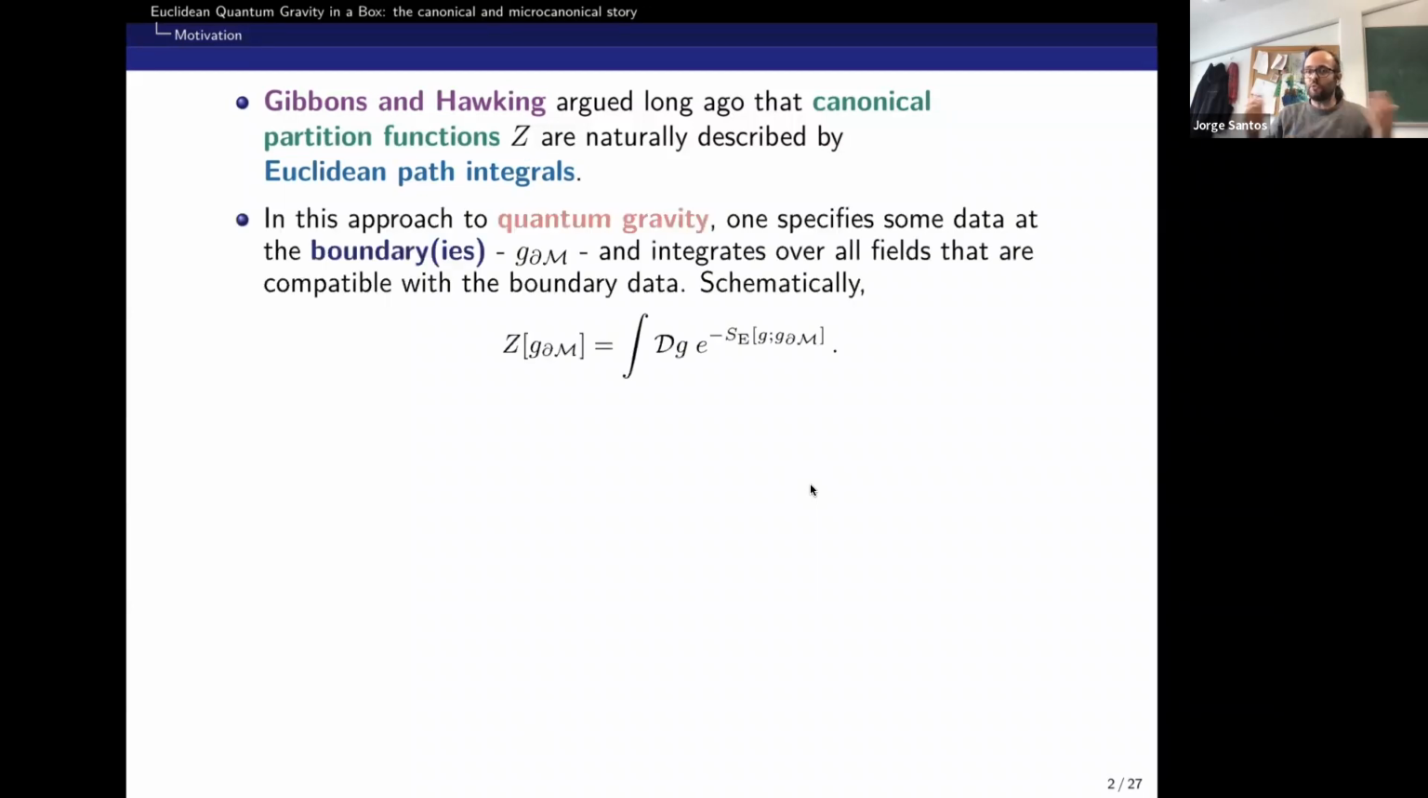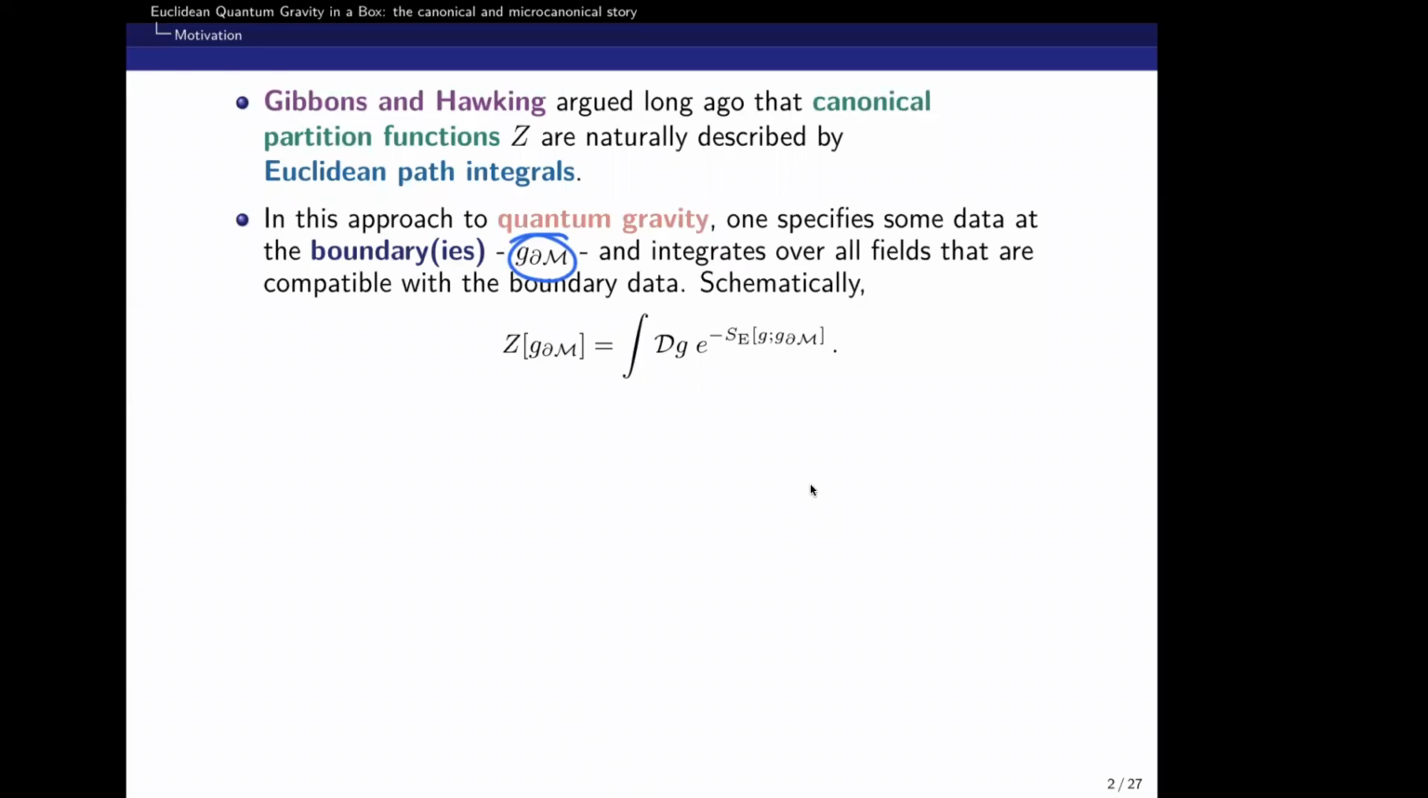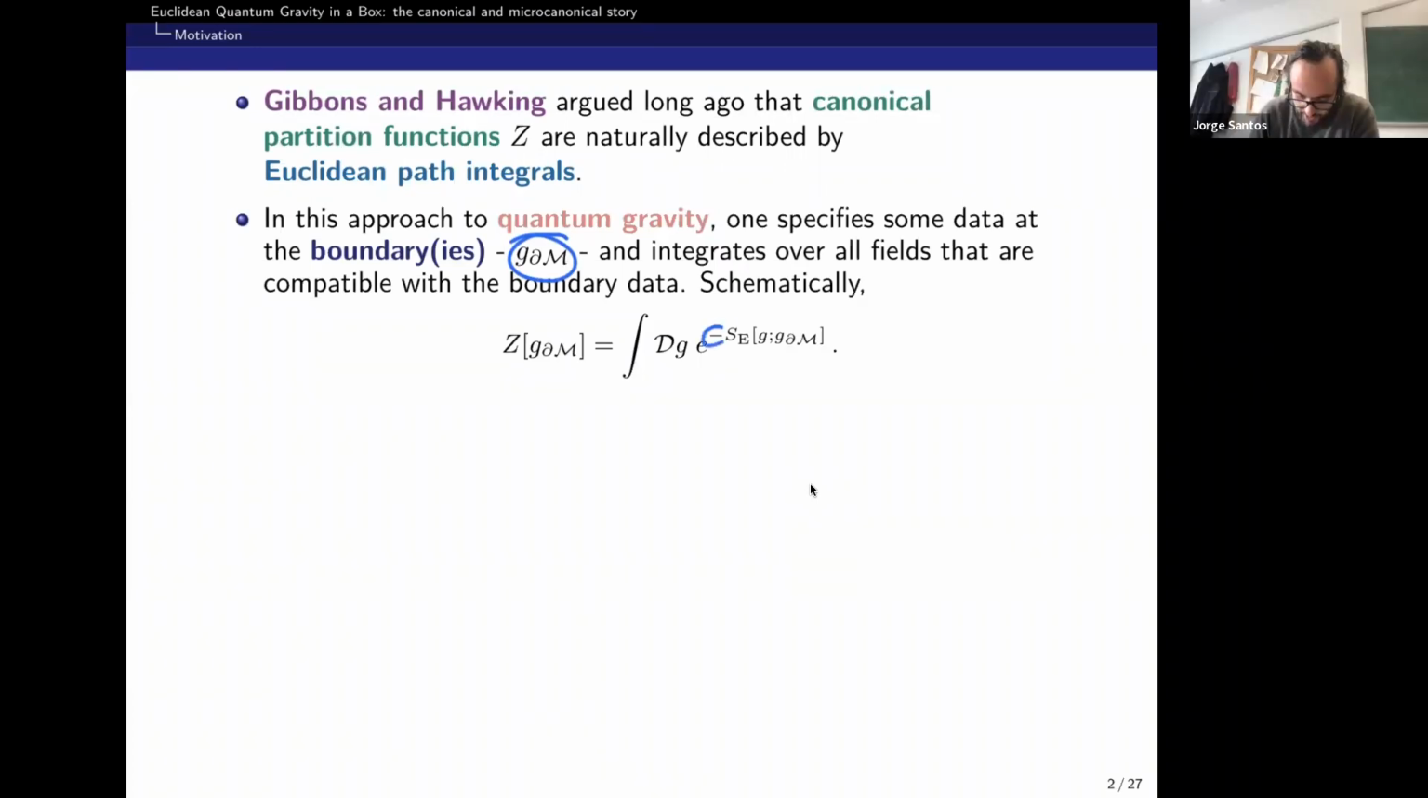So in this approach to quantum gravity, one specifies some data at some boundaries. These boundaries could be the union of two disconnected boundaries, for instance. Let's call these boundaries just G, partial M. That's where you specify, for instance, some metric, and integrate over all fields that are compatible with the boundary data. And by integrate here, I mean literally do a functional integral to compute the partition function, okay? We're always thinking about Euclidean gravity, and that's why there's no pesky i here. There's a minus sign there. Okay, so this is just the Euclidean action.